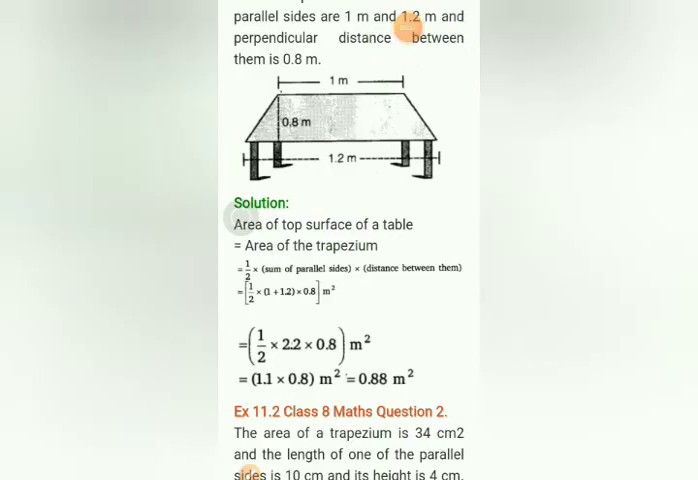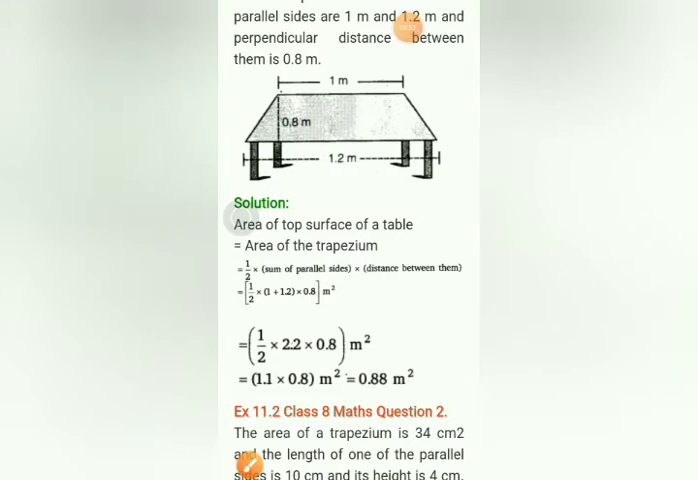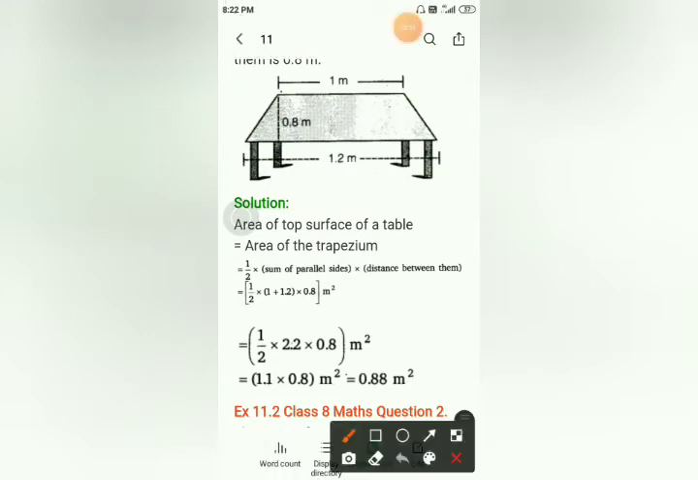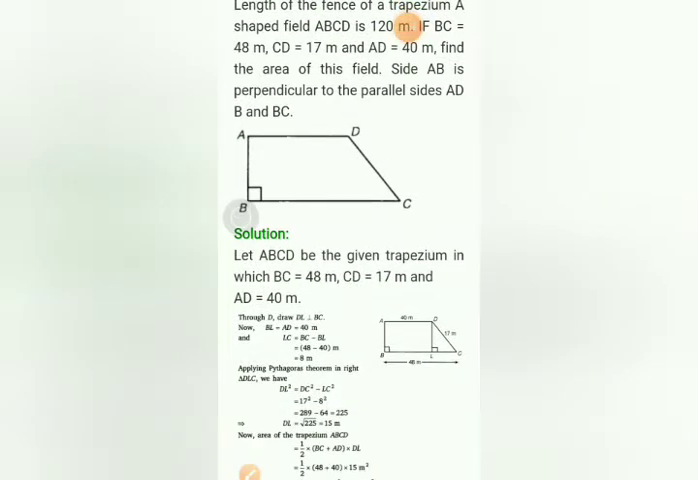Now we know the area of the trapezium you can find by two methods. One is you can divide this trapezium into two triangles and one rectangle. Or you can directly use the formula. It says half of the sum of parallel sides into the perpendicular distance between them. So when you put that in the formula, you will get the area of the trapezium. Similarly, you can solve other examples.